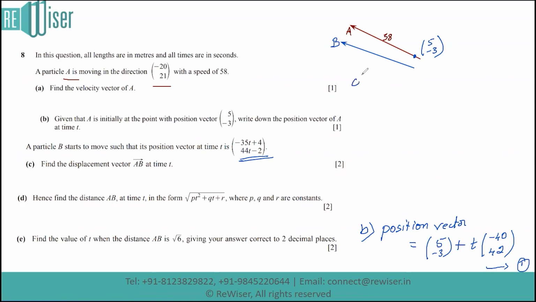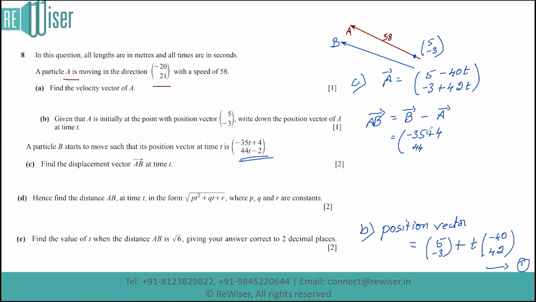For the position of A, I can combine this and say 5 minus 40t and minus 3 plus 42t. This is the position of A and the position of B is given. Whenever I talk about the displacement vector of AB, it is always the position vector of B minus the position vector of A. So B is minus 35t plus 4 and 44t minus 2, minus vector A, which is 5 minus 40t and minus 3 plus 42t.